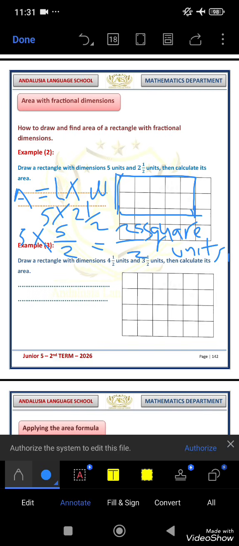Okay, example number 3. Draw a rectangle with dimensions 4.5 and 3.5 units. Okay, let's draw 4 squares and a half, and go down 3.5. 1, 2, 3.5. Completed.